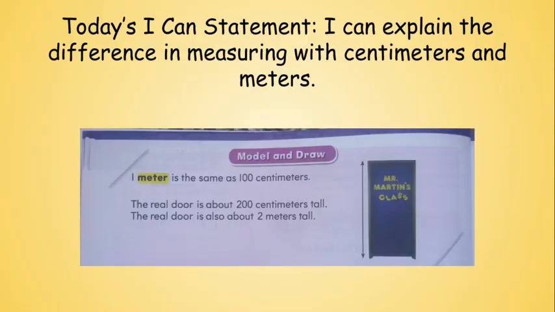Today's I can statement says, I can explain the difference in measuring with centimeters and meters. Let's take a look at the model and draw. It says 1 meter is the same as 100 centimeters. That means if I took 100 of those centimeter unit cubes and set them side by side, that would be the same as 1 meter.